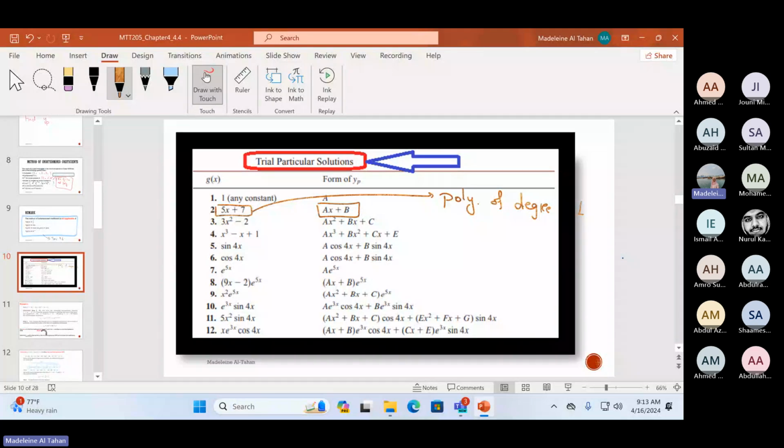Remember, this is a trial particular solution. It doesn't mean that it will work. We will also learn when we can say that it works and when we have to modify it.